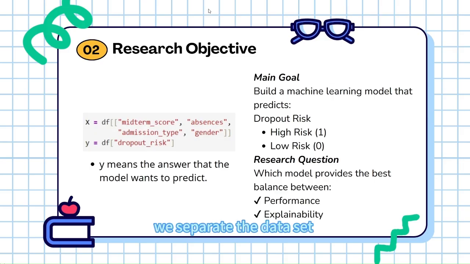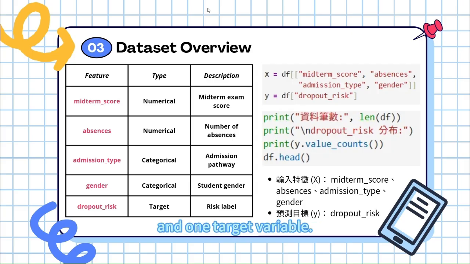In the code, we separate the dataset into input features and the target variable. Here X means the input factors used for prediction. It includes midterm score, absences, admission type, and gender. The variable Y is the target variable, which means the answer the model wants to predict. In simple words, the model uses student information to predict whether the student is high risk or low risk. There are 4 input features and 1 target variable.